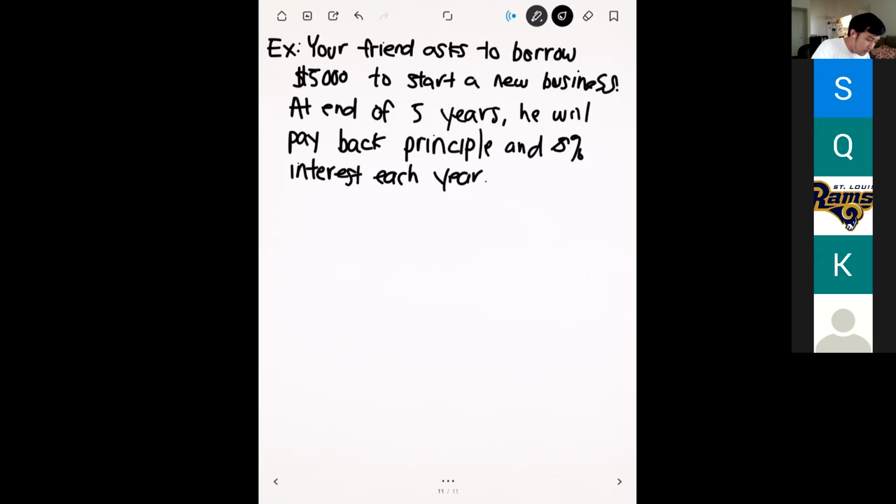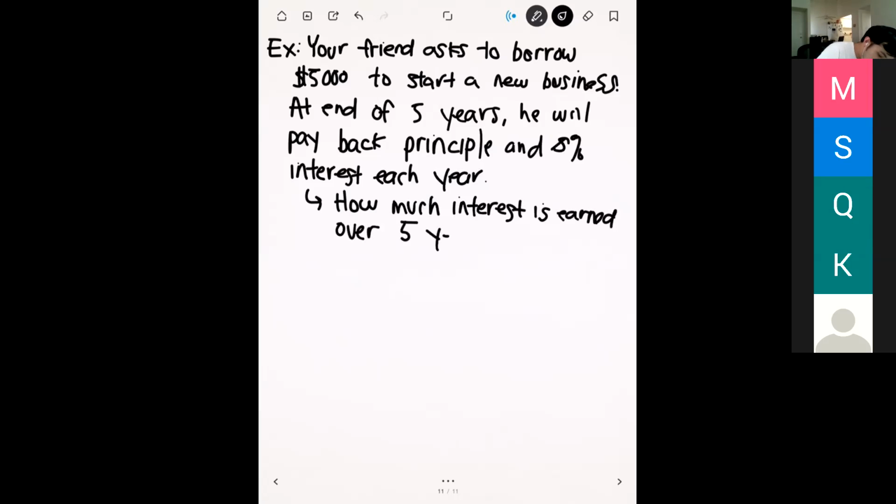And so the question for this is, at this rate, how much interest would you earn over the 5 years, and how much will your friend pay you at the end of 5 years? Is it an 8% interest? Yes, 8%.